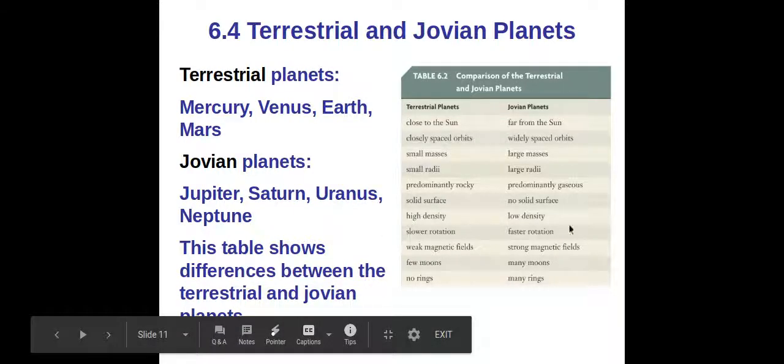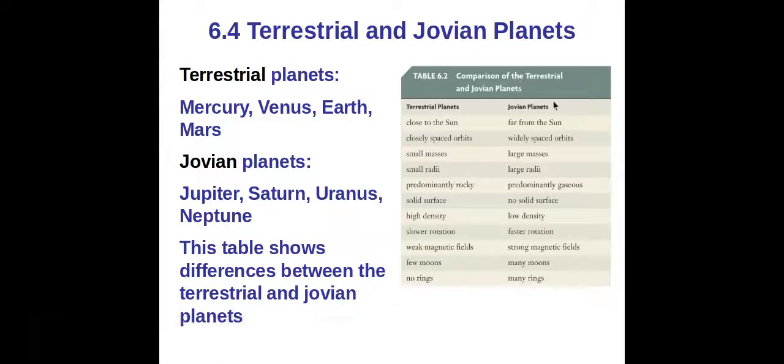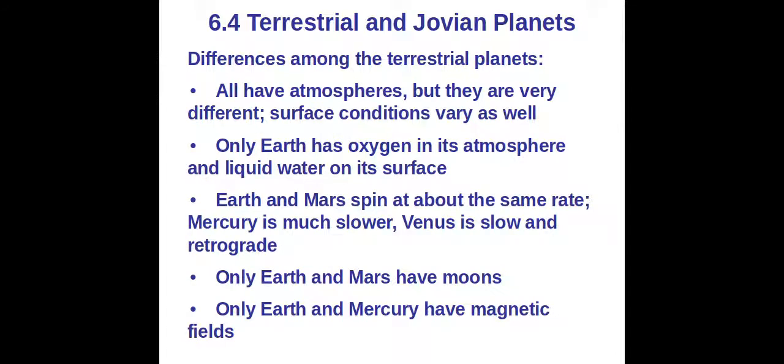If you want to pause it and take a look at this slide, it just goes through the differences between the terrestrial planets and the Jovian planets. Terrestrial planets are the Earth-like rocky planets. Jovian planets are the gas giants. So differences among them: all have atmospheres. But they are very different. Surface conditions vary a lot. Only Earth has oxygen in its atmosphere and liquid water on its surface.